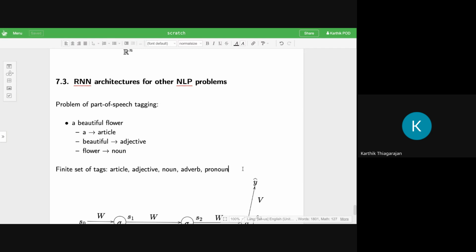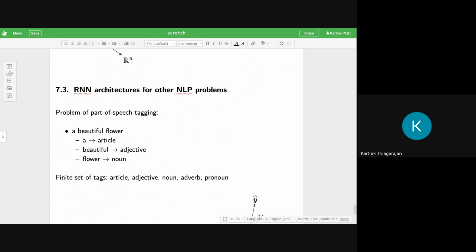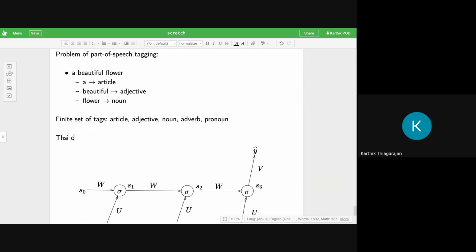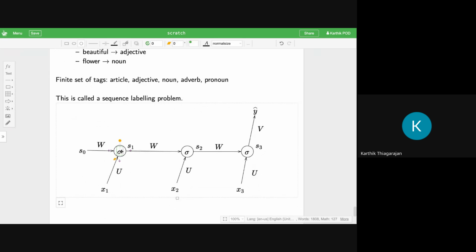So one problem in NLP, right from classical NLP times, is: given a sentence, you have to determine the part of speech of every single word. Notice that this is different from the previous problem. In the previous problem, you had a sequence, and the sequence had only one label: positive, negative, or neutral. But now every word of the sequence has a separate label. This is called the sequence labeling problem, where every part of the sequence has to be labeled. It's not enough to produce an output at the end. You need an output at every stage. So this is y1 hat.